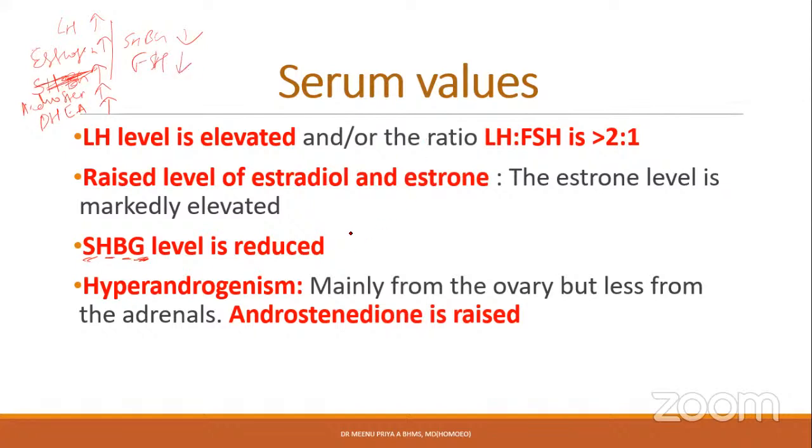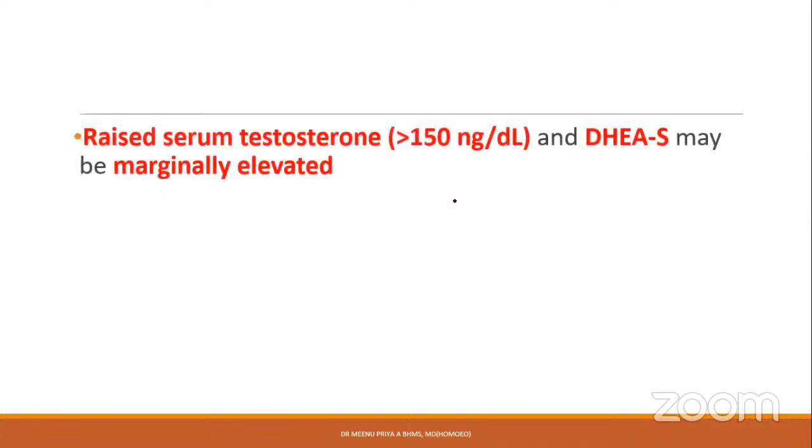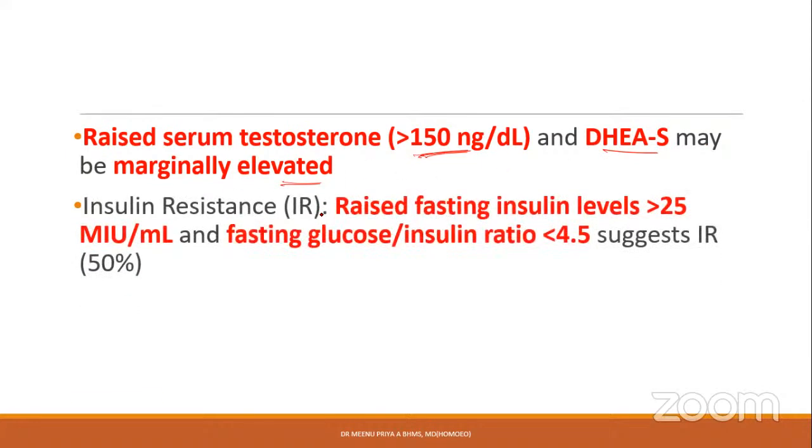My point is just make a table like this, which all are increased and which all are reduced, so that they can easily form a question with more than four options. In serum values of PCOS, which is increased, which is reduced. Just make sure like that. Next, serum testosterone is raised. So testosterone is increased and DHEA is maybe marginally elevated. And insulin resistance is seen.